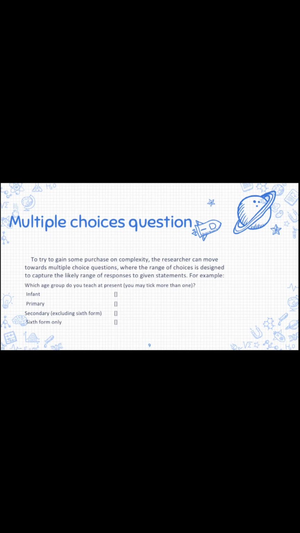Second is the multiple choice question. To gain some purchase on complexity, the researcher can move toward multiple choice questions, where the range of choices is designed to capture the likely range of responses to a given statement. For example, which age group do you teach at present? Infant, primary, secondary, and sixth form.